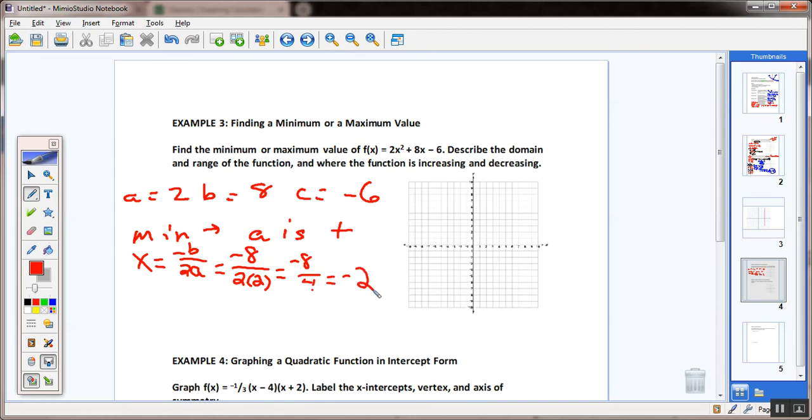Now what do I need to do with negative 2, kids? Plug it in. So here we go. We're going to plug negative 2 into our function. So it'll become 2 times negative 2 squared plus 8 times negative 2 minus 6.